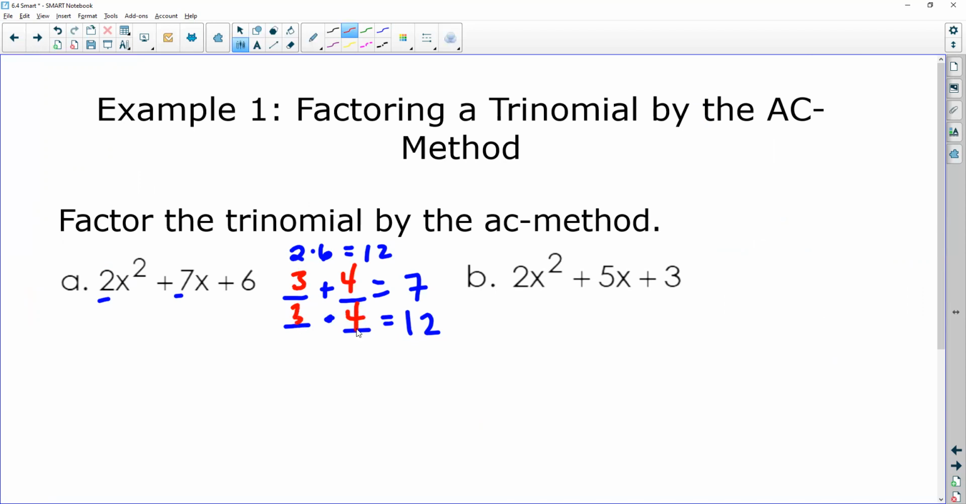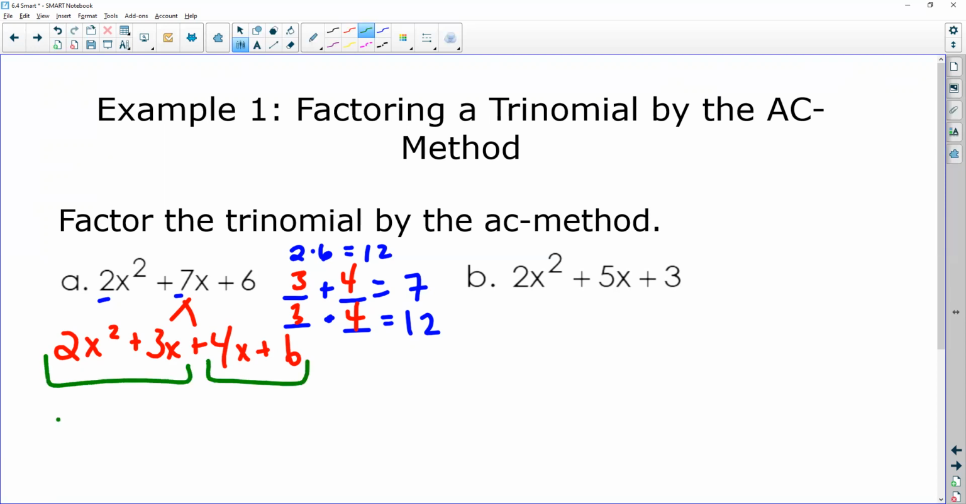So I'm not going to make factors at this point. Step 4 is to rewrite the b term as that sum. So I'm going to rewrite this as 2x squared plus 3x plus 4x plus 6. That's all I did. I just rewrote 7x as 3x plus 4x. And now I'm going to factor by grouping. So out of the first group, I'm going to take out x. That's going to leave me with 2x plus 3.